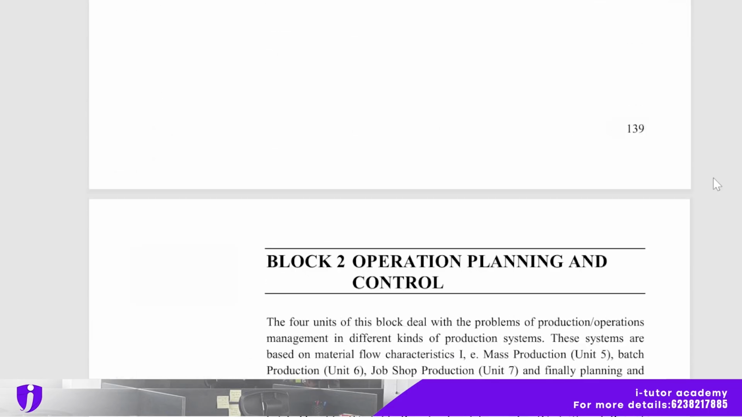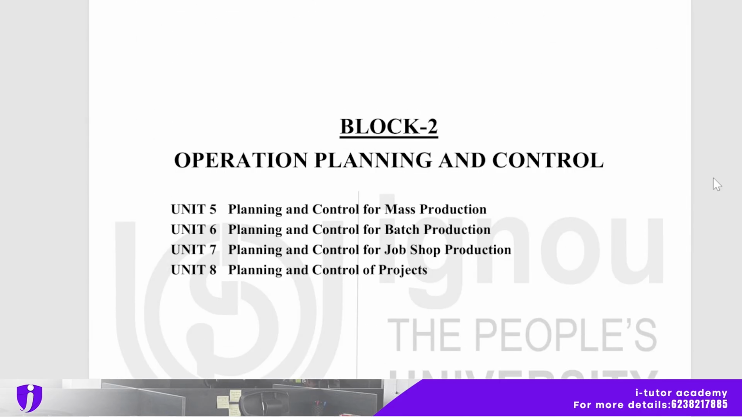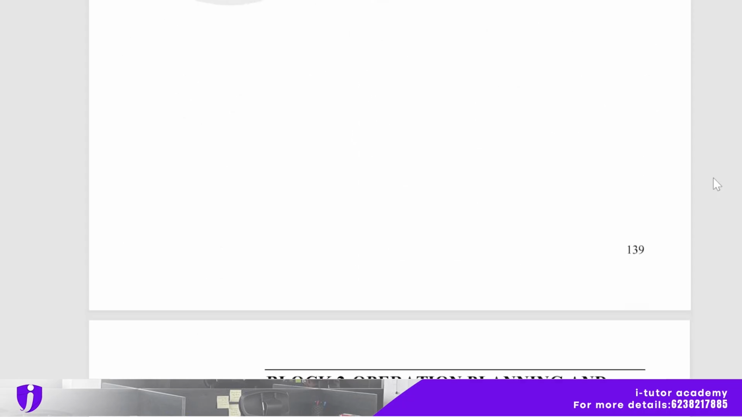So this is Block 2, and in the last video we covered till Block 1. In Block 2, that is operation, planning and control, we start with Unit 5, planning and control for mass production, and Units 6, 7 and 8. Unit 6 is planning and control for batch production, Unit 7 is planning and control for job shop production, and Unit 8 is planning and control of projects. So these are the four chapters under this Block 2.